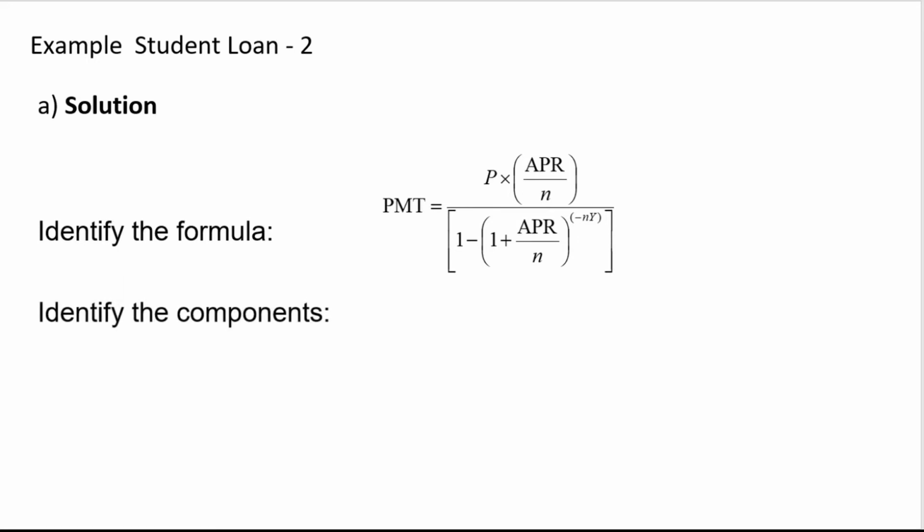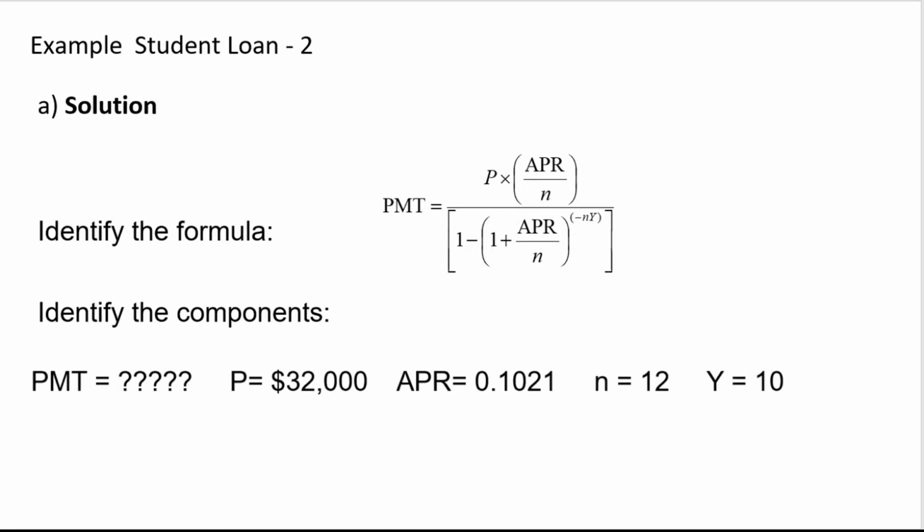Now let's identify the components. From the statement of the problem, we learned that payment is what we're seeking. What is your monthly payment? The principal or the present value of your loan is $32,000. The APR expressed in decimal form is 0.1021, N is the number of compoundings per year, which is 12 because you make monthly payments, and Y is the total number of years you have to pay off your loan, which is 10.